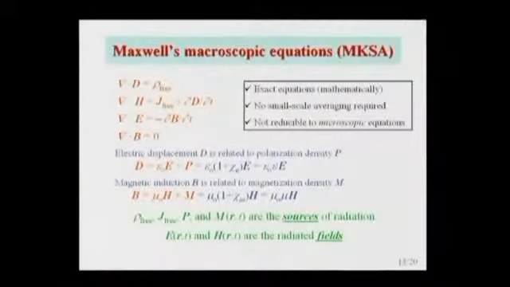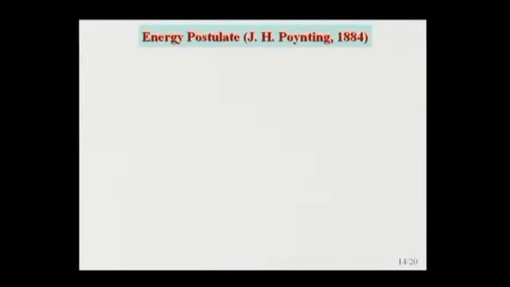So that's part of the electrodynamic theory, the classical theory, Maxwell's equations. What else do we have? We have the energy postulate. When you study electrodynamics, you learn that 4 or 5 years after Maxwell died, his student, John Henry Poynting, discovered the Poynting theorem and told us what the electromagnetic energy is.